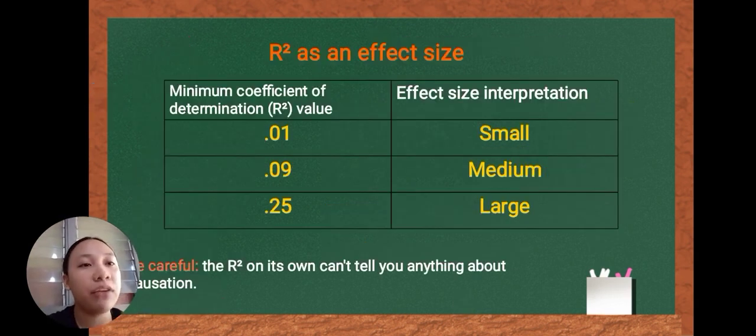R squared as an effect size. Minimum coefficient of determination, or R squared value: 0.01 effect size interpretation is small, 0.09 medium, and 0.25 is large. Be careful. The R squared on its own can't tell you anything about coefficients.